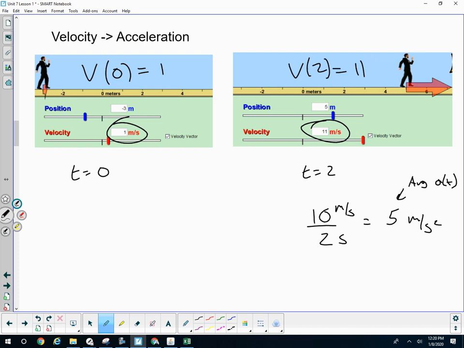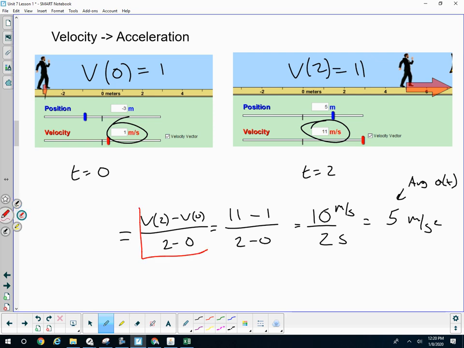What you didn't realize you're doing is using a formula that we've used many times before. A y2 minus a y1 over an x2 minus an x1, or v of 2 minus v of 0 over 2 minus 0. What is this formula? It's slope. It's an average rate of change. The rates of change of v will give us A.